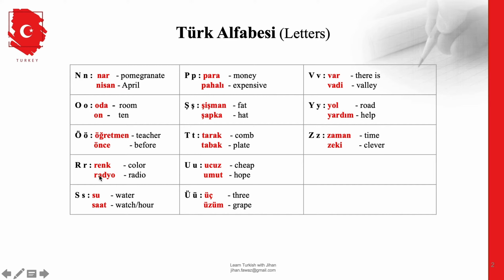R, renk, radyo. S, su, saat. P, para, pahalı. Ş, şişman, şapka. T, tarak, tabak. U, ucuz, umut. Ü, üç, üzüm. V, var, vadi. Y, yol, yardım. Z, zaman, zeki. So these were the Turkish alphabets.